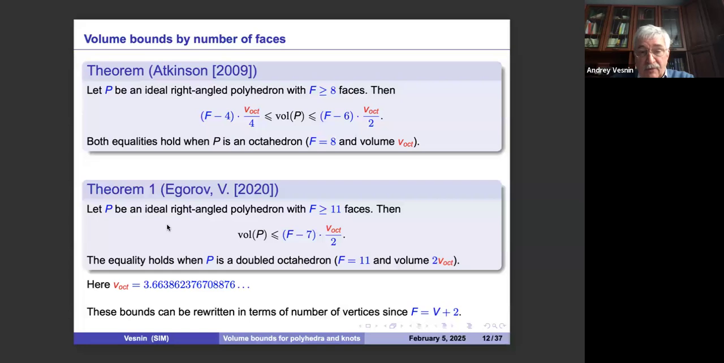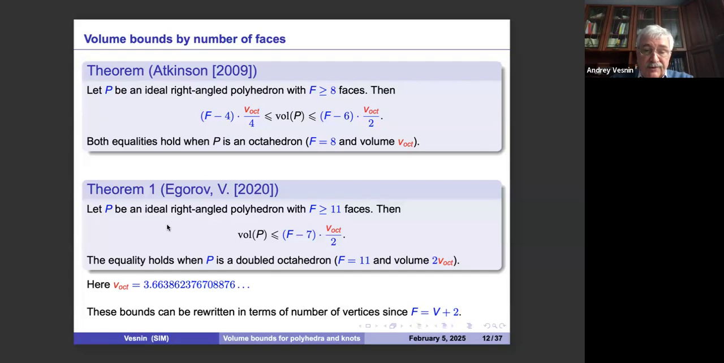For example, if you know the number of faces, or the number of vertices. The first results in this direction were obtained by Christopher Atkinson in 2009. He proved the following. If you have a polyhedron which is ideal rectangular, so it has ideal vertices and all the angles are pi over 2, and if f denotes the number of faces, where the minimal number is 8, so f is at least 8, then we have a lower bound and an upper bound for the volume of the polyhedron.